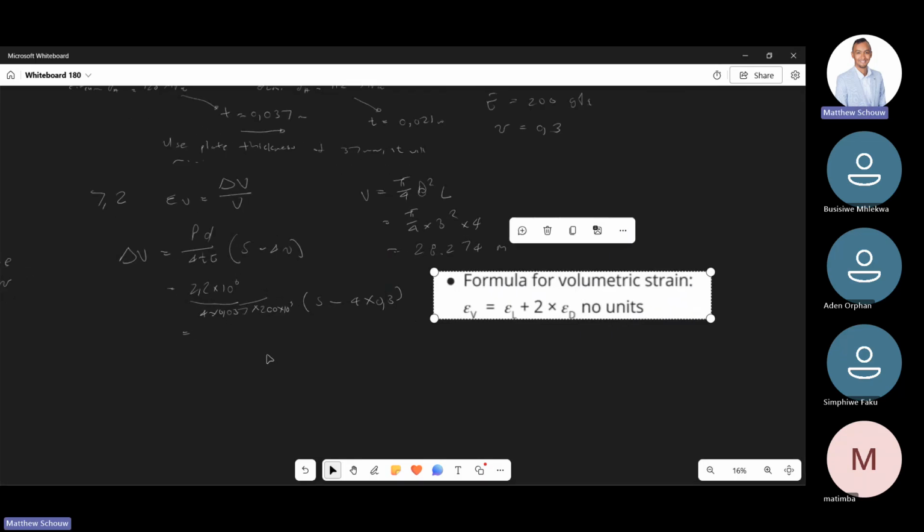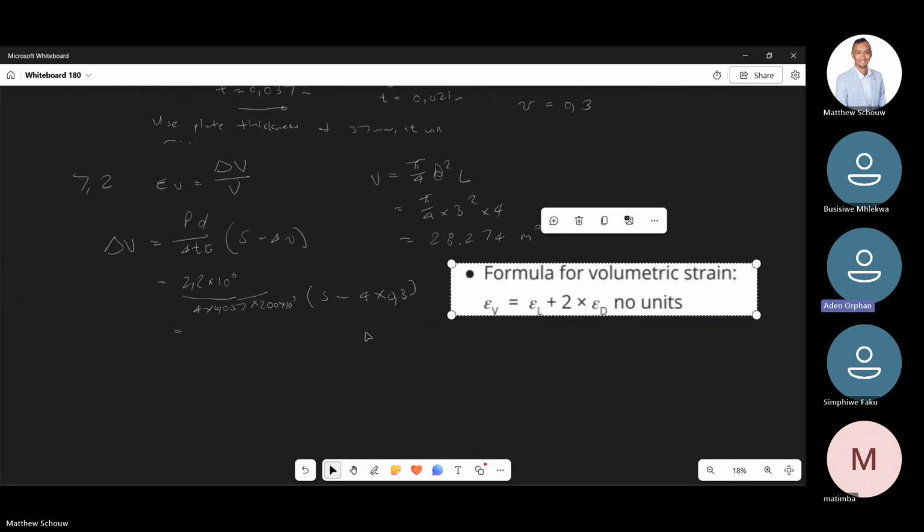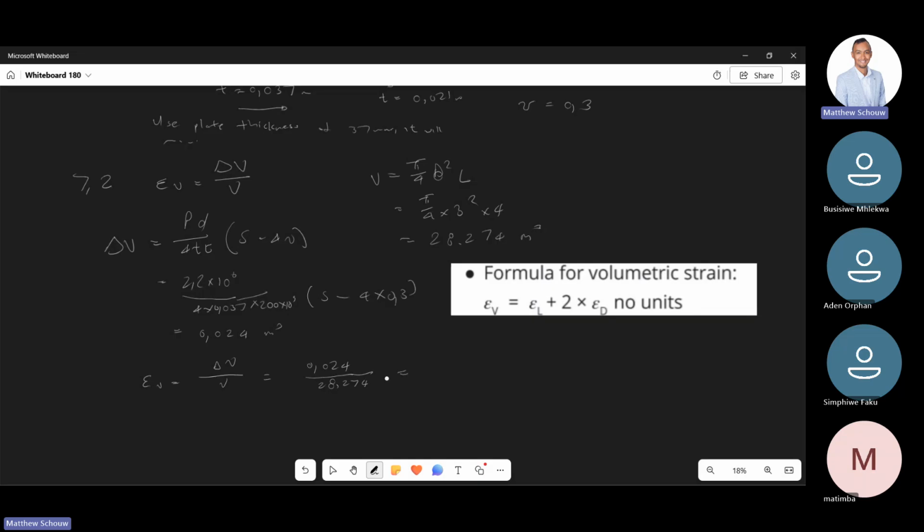So I got 0.024 meters cubed. So therefore, our volumetric strain must be the change in volume over V. I have the memo in front of me, and then we just divide by 28. I want to see if we're going to get the same answer. But remember, we're just assuming here, so it's not actually correct. Just want to see what we get for that.